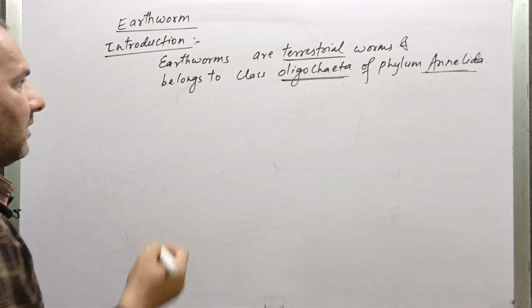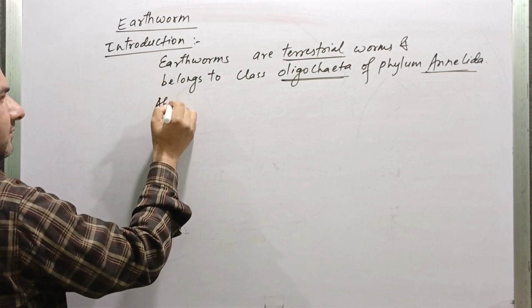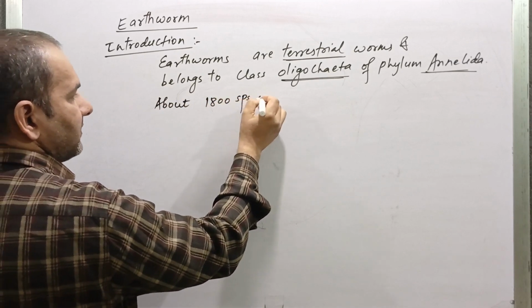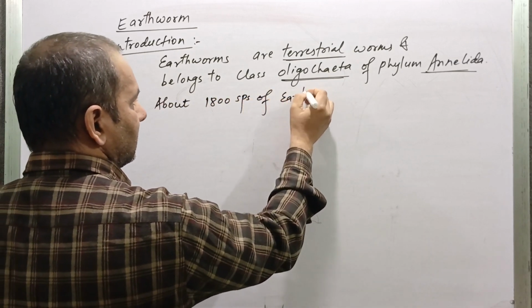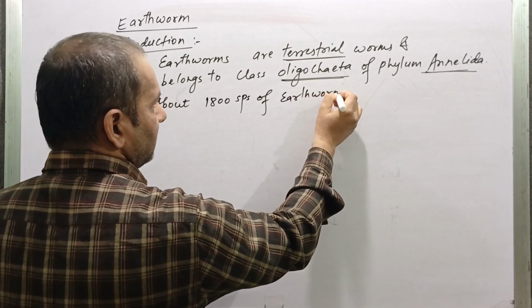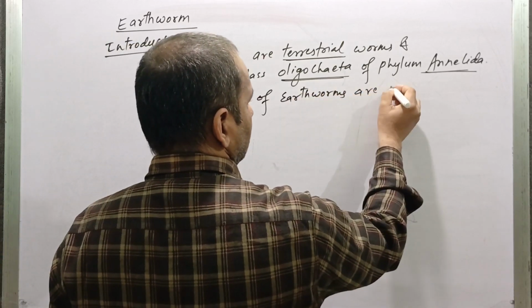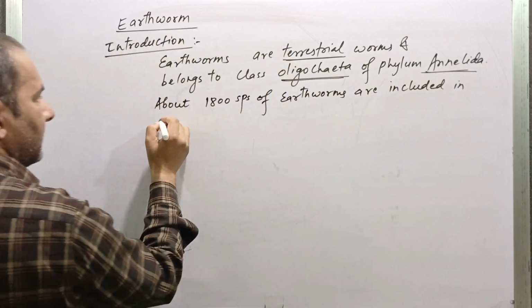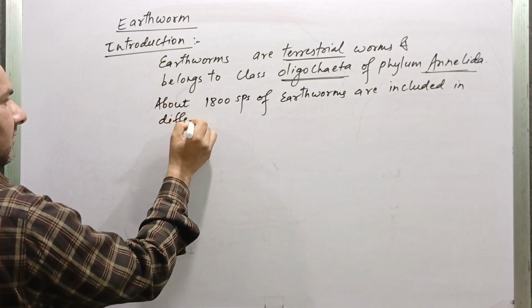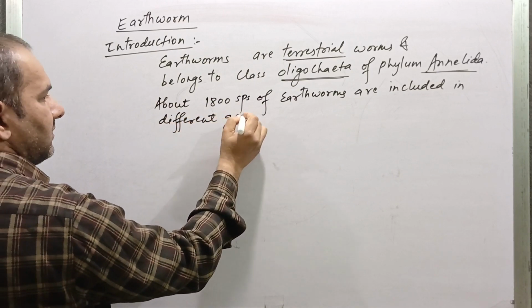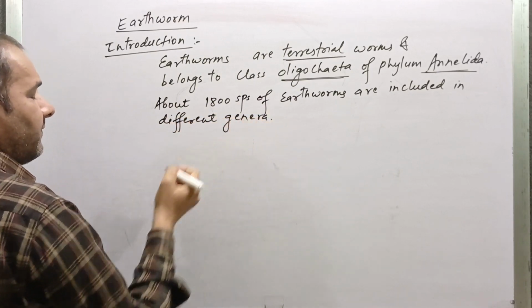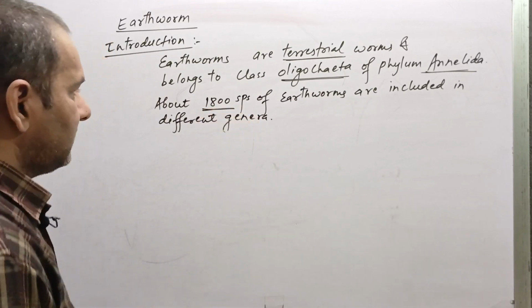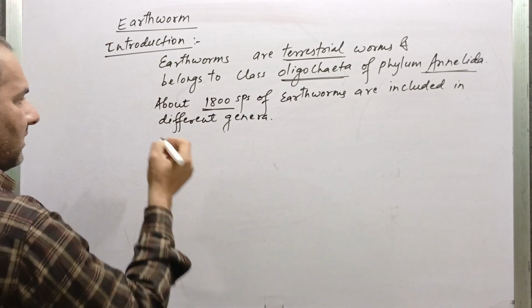Now, about 1800 species of earthworms are reported and they belong to different genera.